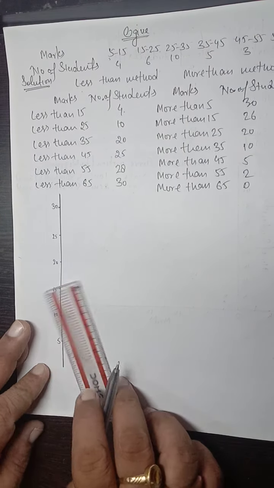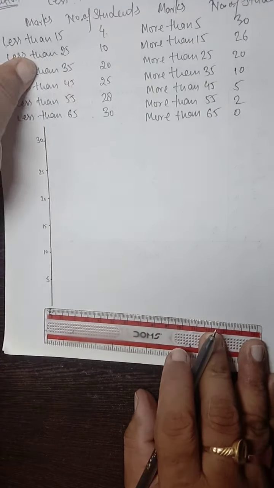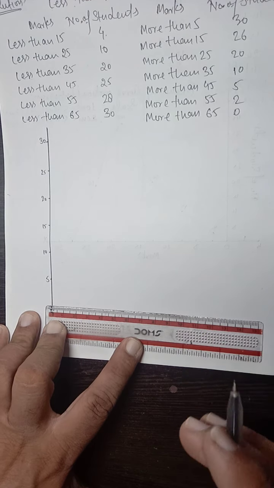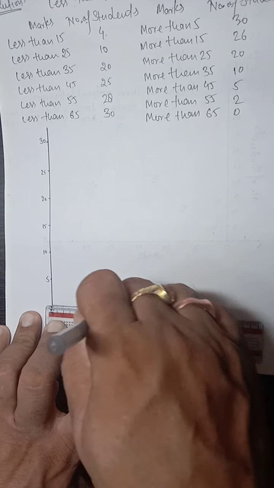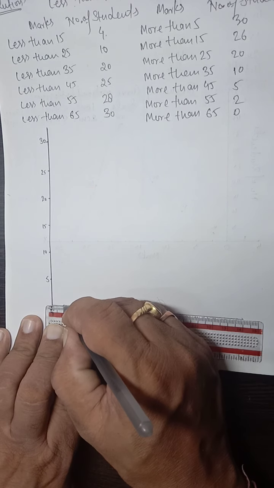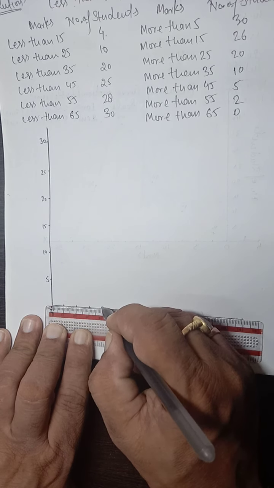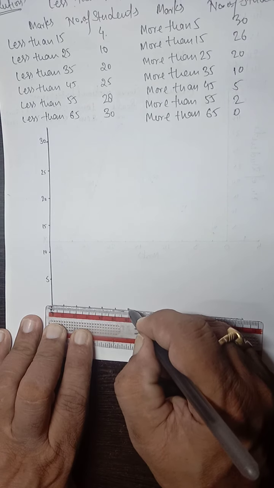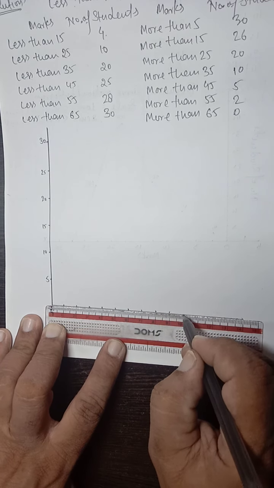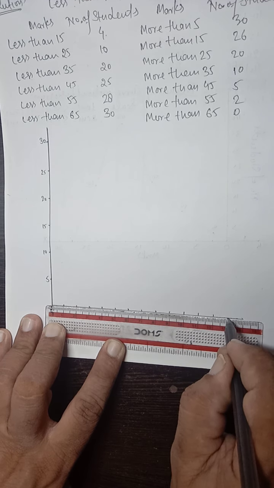And on the bottom side, we will take the numbers, the figures. Once again, I have got 14 centimeter, earlier 13 centimeter were there. 5, 10, 15, 20, 25, 30, 35, 40, 45, 50, 55, 60, 65.